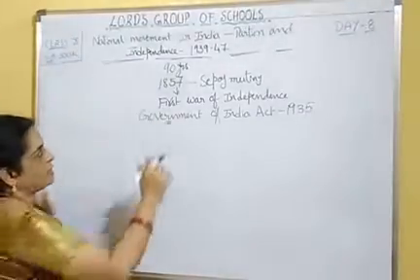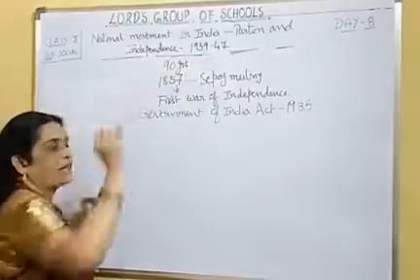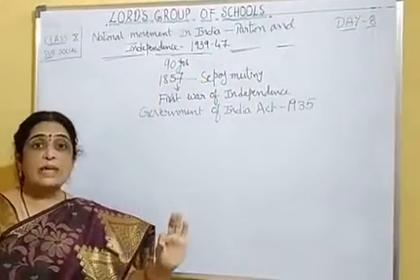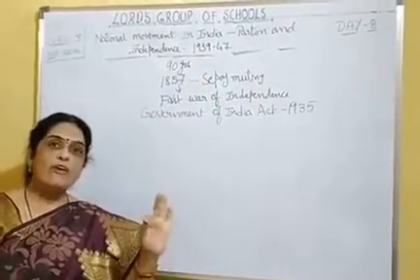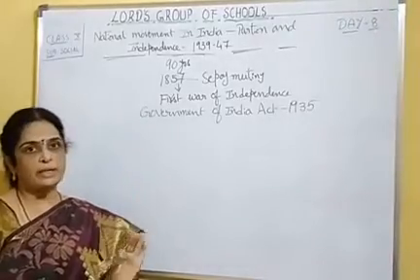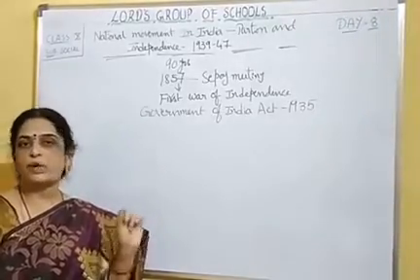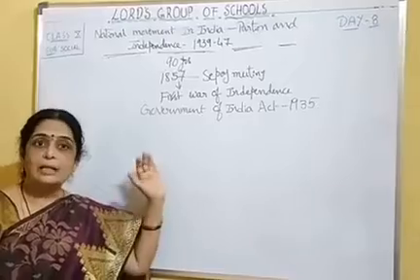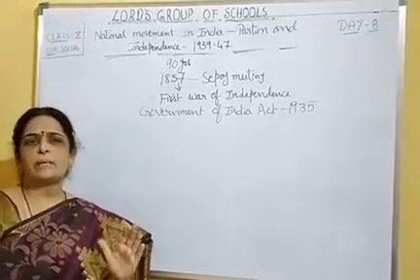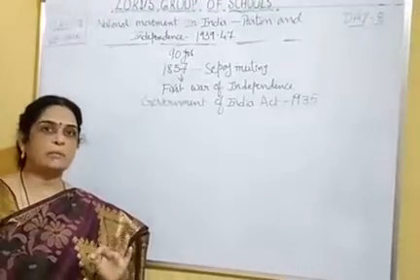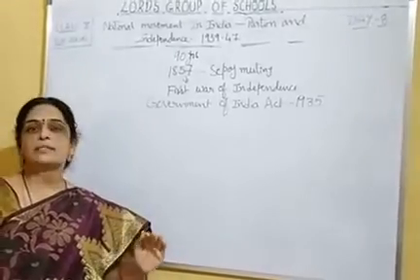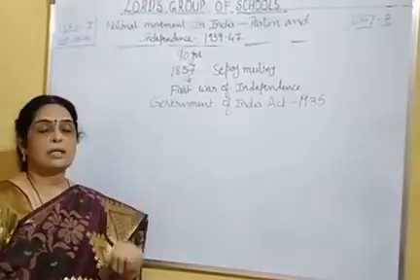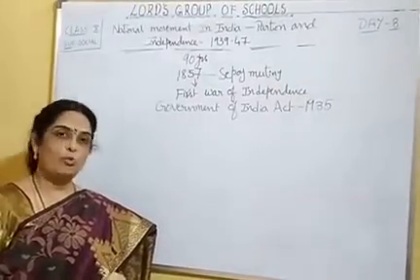is the phase 1939 to 1947. This phase is a very crucial phase. This is the final phase of the Indian freedom struggle, and this period is very crucial because a lot of changes took place. Unexpected changes took place in this period, 1939 to 47.